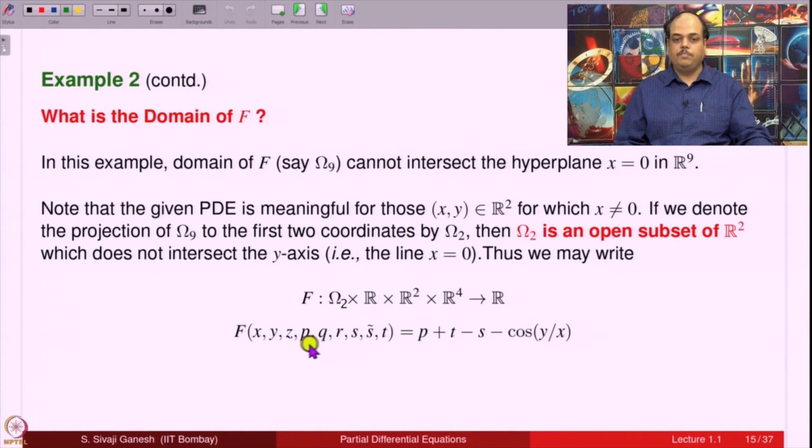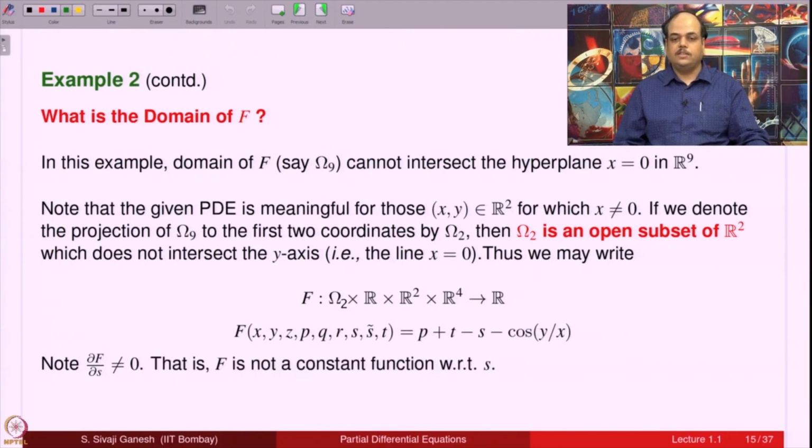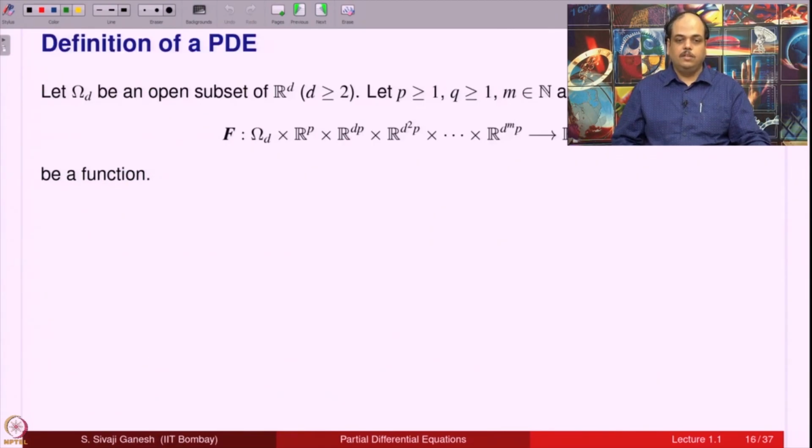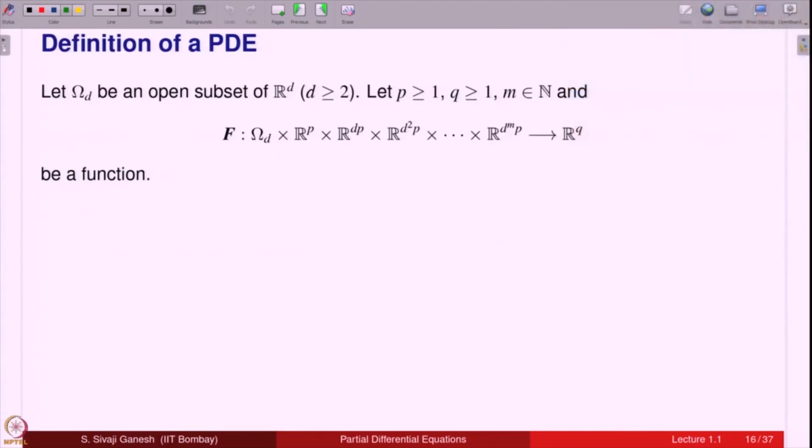R^2 stands for the derivatives, the p, q variables, where ∂u/∂x and ∂u/∂y are going to come. R^4 is all 4 second order partial derivatives. So, we can further write Omega_9 in this form. Now, ∂f/∂s is not 0. In fact, ∂f/∂t is also non-zero. It means f is not a constant function in s, it means the s variable is used by f. It depends on s. It means it is a second order PDE. This guarantees that some second order partial derivative appears in the equation. So, now we are going to write the definition.